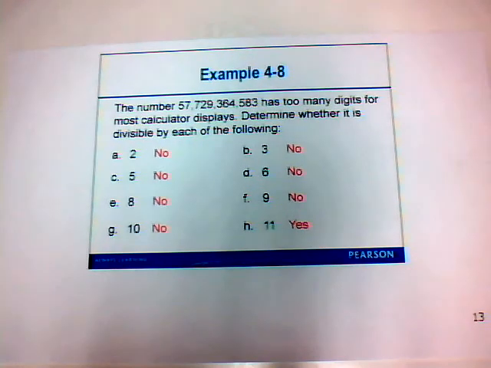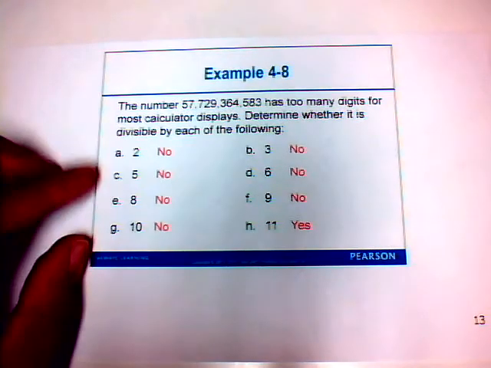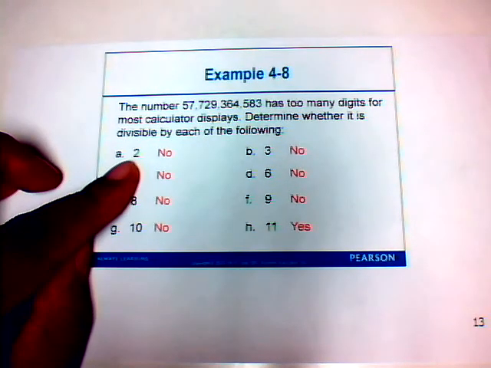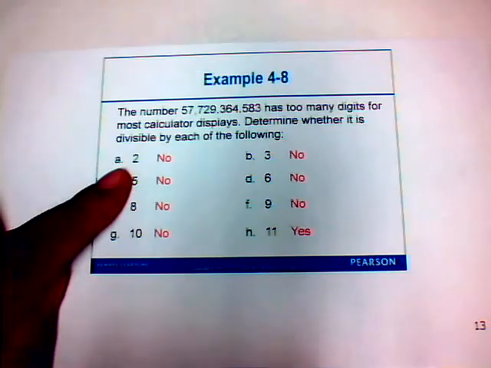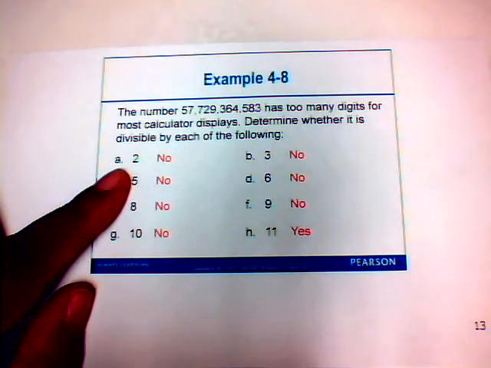Let's say we have the number 57,729,364,583. This one has too many digits for most calculator displays. Determine whether it is divisible by each of the following. Okay, look at part A. Is this divisible by 2? No, it's not. The last digit is a 3. It's not ending in 0, 2, 4, 6, or 8.